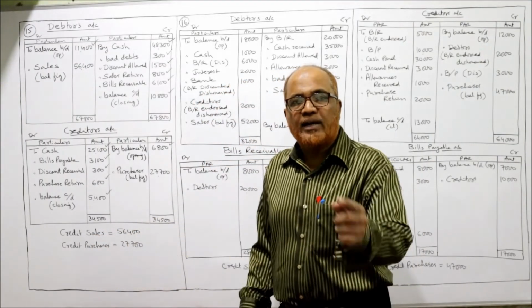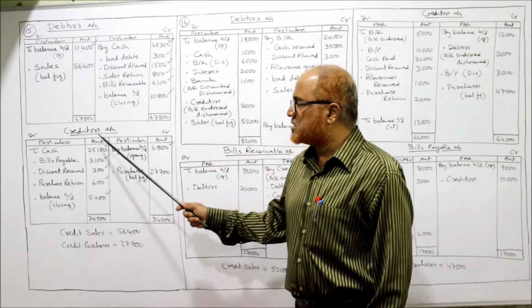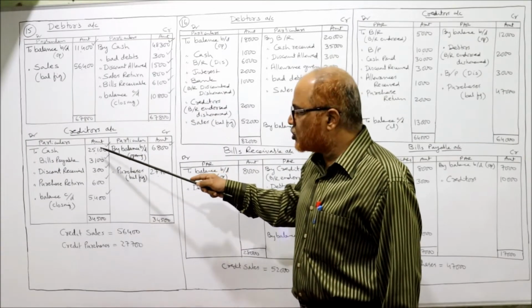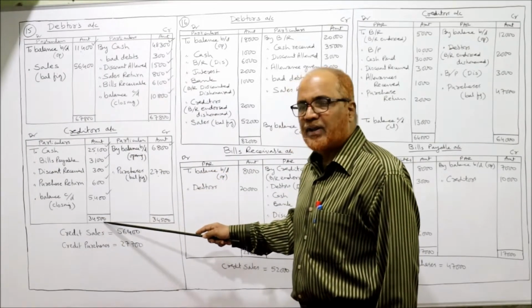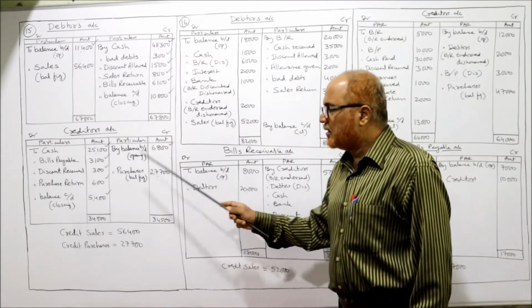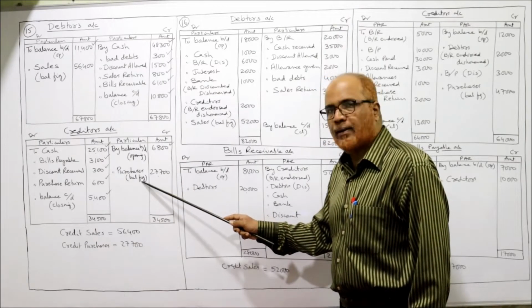Answer. Now it is asking you credit purchases. Credit purchases, you see creditors account. On the debit side you can see all the values are ticked. Take the total of the debit side, 34,500. From 34,500 deduct 6,800. 34,500 minus 6,800, 27,700 is the balancing figure.